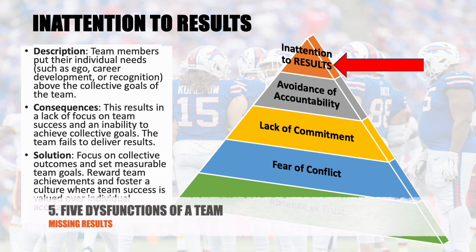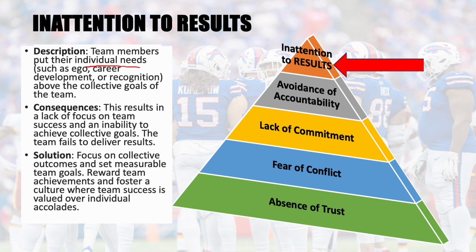And if there is no accountability, what would happen? Results would not come. Team members put their individual needs such as ego, career development, and recognition above the collective goals of the team. This results in a lack of focus on team success and inability to achieve collective goals. The team fails to deliver results. So a team was formed. A team is a group of individuals working towards a common result. Because of all these dysfunctions, ultimately they are not able to deliver the results.